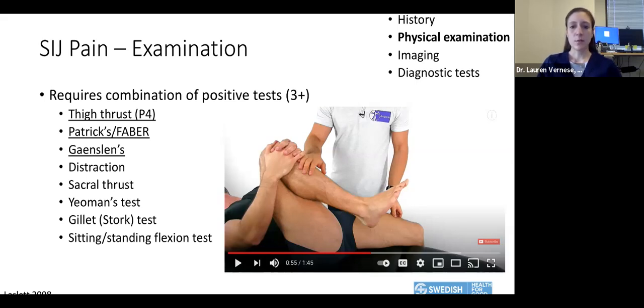I've actually seen sometimes where I tested in the opposite manner, where the asymptomatic side is extended, and that will sometimes reproduce pain. And I think it's more dependent on, is it the ligament causing the pain or the sacroiliac joint itself causing the pain?